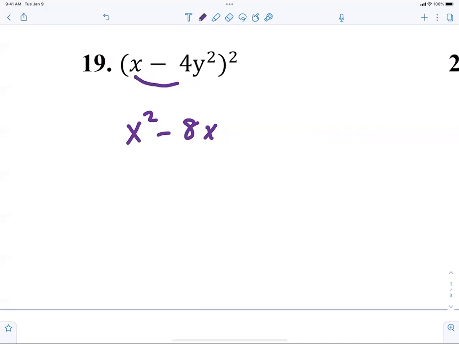Multiply these two things together. What's 1 times negative 4? Negative 4. What's 1 times -4, -4 times 2? -8. That's where I get this number.